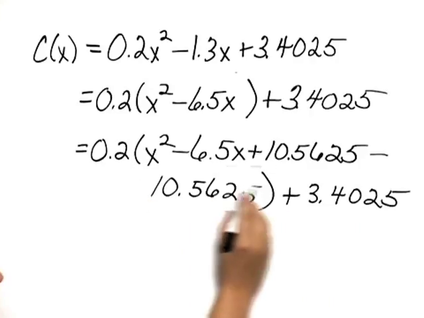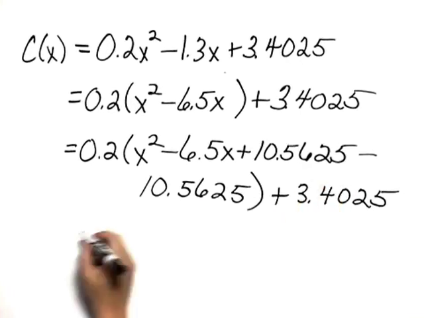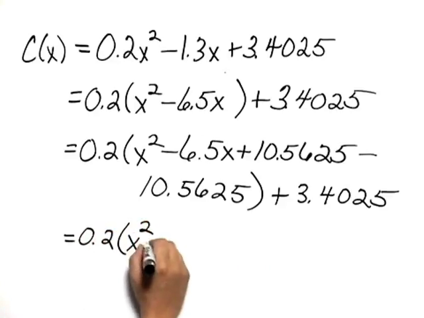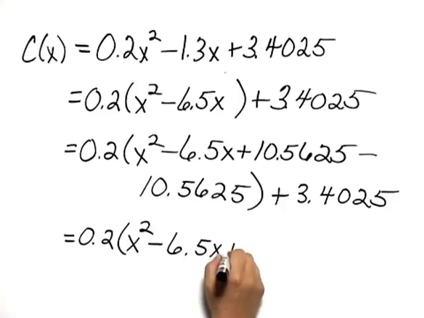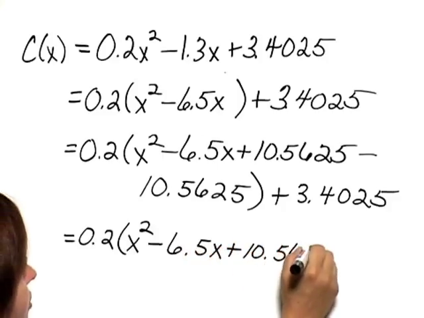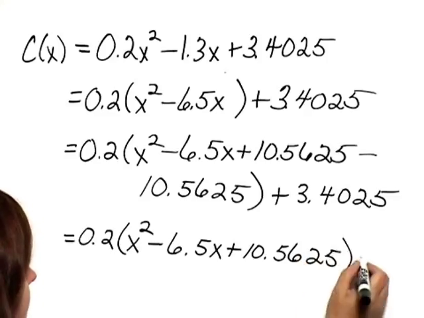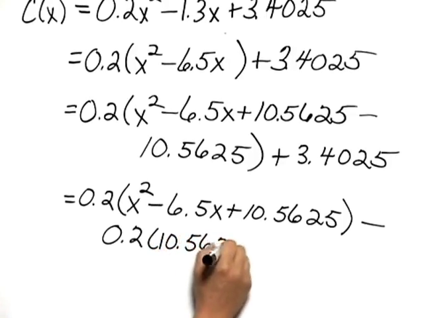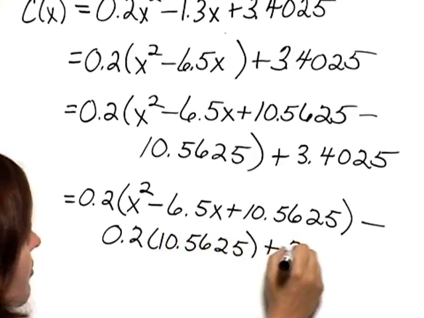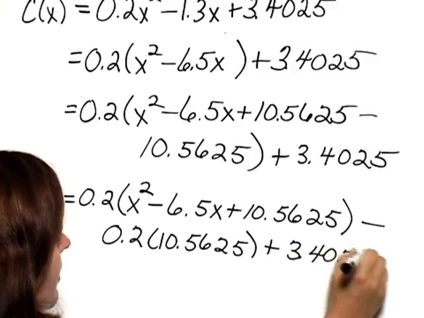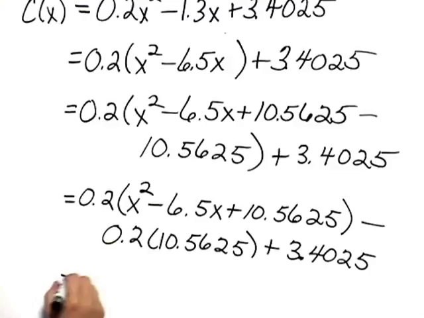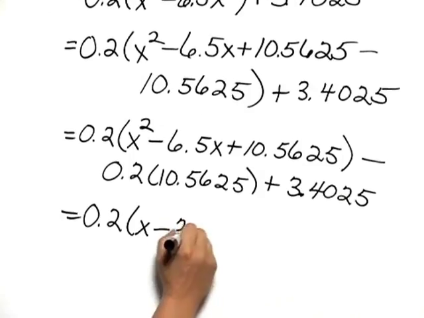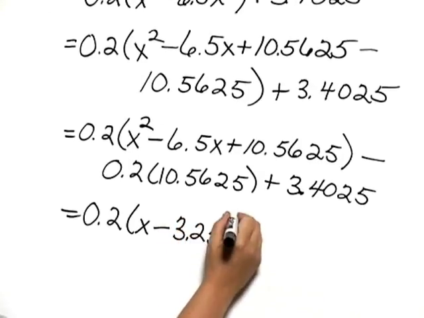Now I only need this much in my parentheses, so using the distributive law, I will remove the rest from the parentheses. I have x squared minus 6.5x plus 10.5625 in the parentheses minus 0.2 times 10.5625 plus 3.4025.